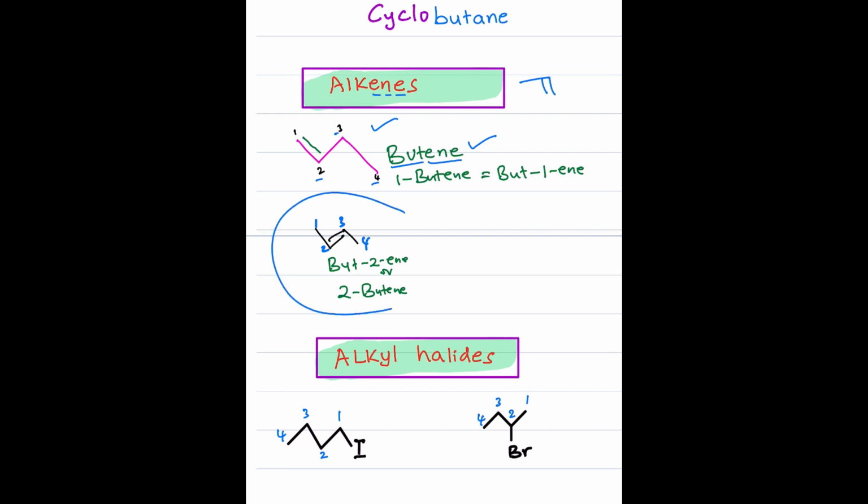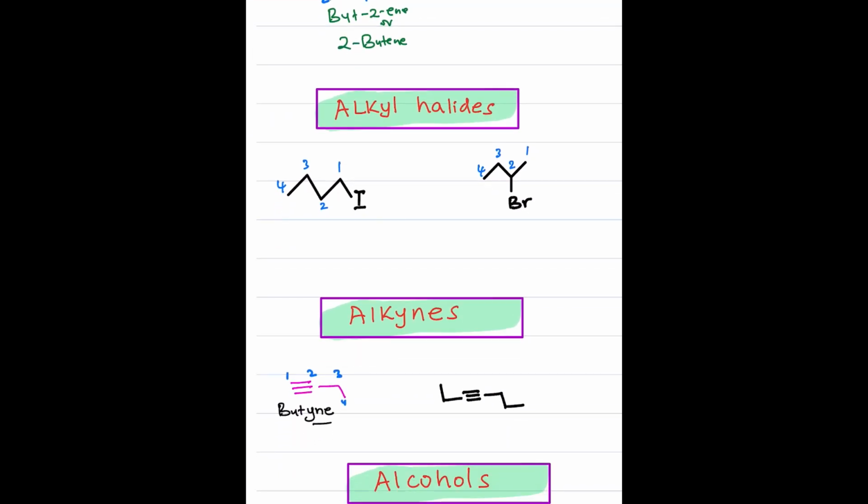In this next example, we see that the double bond is between carbon number 2 and number 3. And still, it has 4 carbons, so the parent name is still butene. But now we have to show the position of the double bond. It's on carbon number 2 and 3. Because 2 is lower, then it becomes 2-butene. Or you say but-2-ene.